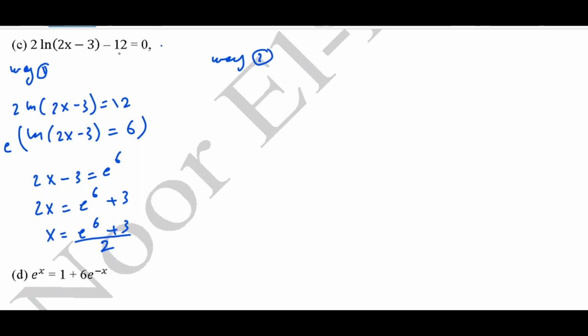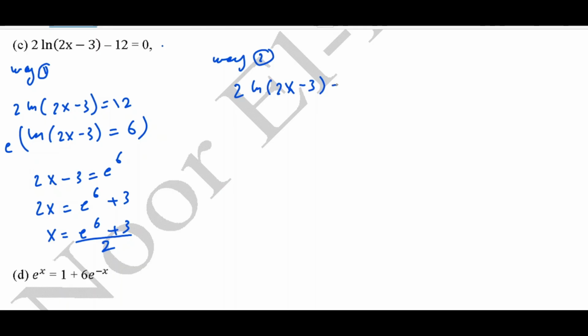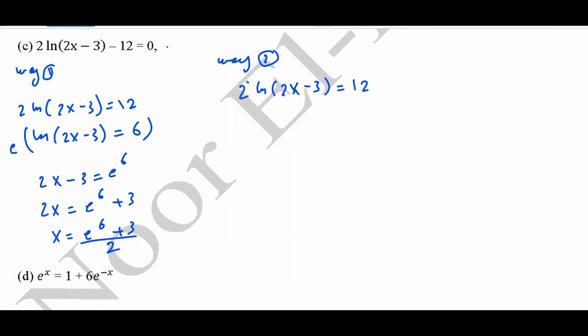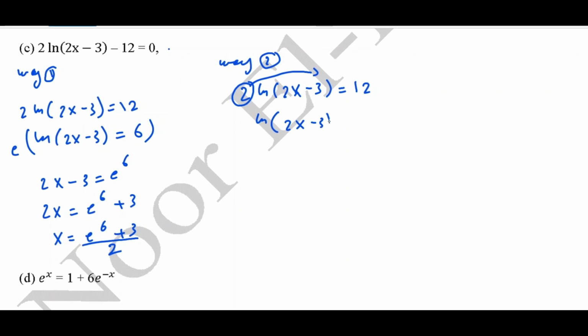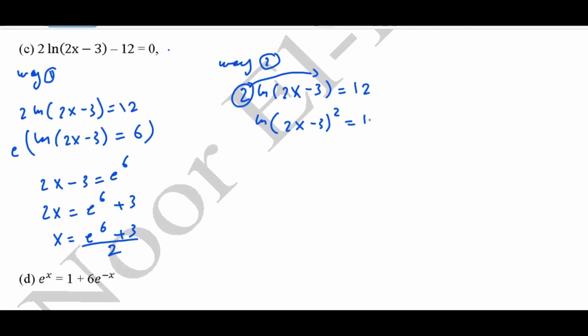I'm going to move negative 12 to the other side. 2 ln(2x minus 3) equals 12. I'm going to move 2 to become a power. ln of (2x minus 3) squared equals 12. Then I'm going to multiply by e. (2x minus 3) squared equals e to the power 12.